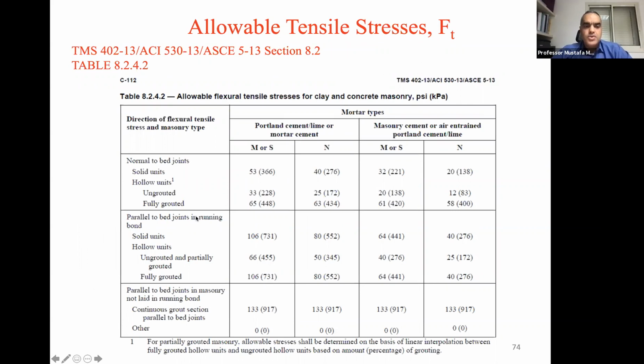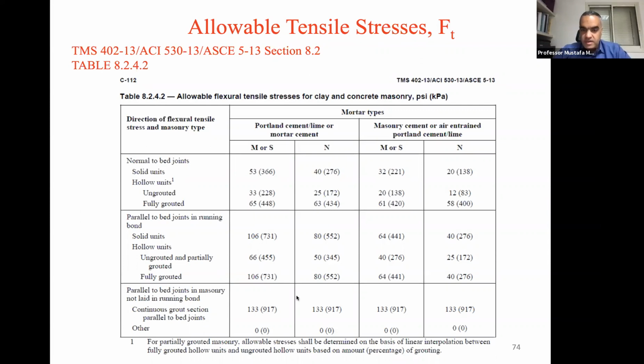This is given in this table in the TMS. Okay, so this table depends on what type of cement has been used in the mortar. So you have mortar types here. You have Portland cement or lime, or mortar cement. Here you have mortar cement or air entrained Portland cement or lime. So whether it's type M, S or N, for each type. And now the direction of the flexural tensile stresses and masonry type. Okay, so whether it's normal to the bed joint. The bed joint is where the mortar is. So the stresses are normal to that joint.